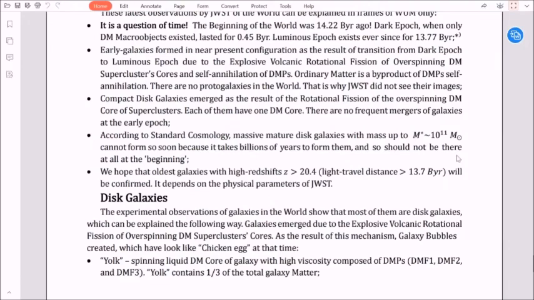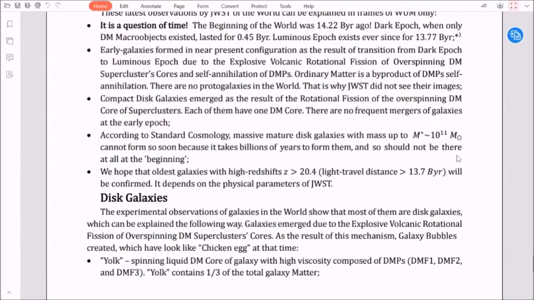According to standard cosmology, massive mature disk galaxies with mass up to 10 to the power 11 solar masses cannot form so soon because it takes billions of years to form them, and so should not be there at all at the beginning. We hope that the oldest galaxies with high redshifts over 24, light travel distance more than 13.7 billion years, will be confirmed. It depends on the physical parameters of JWST.